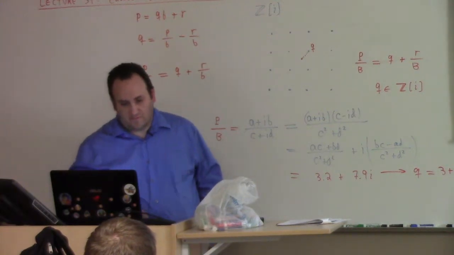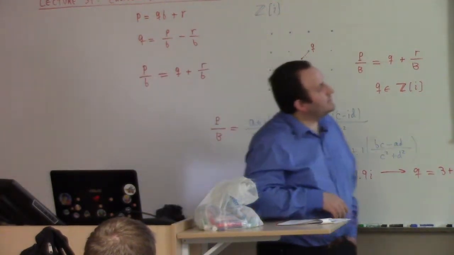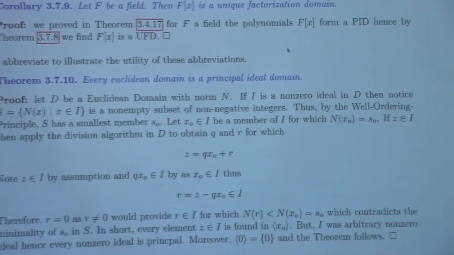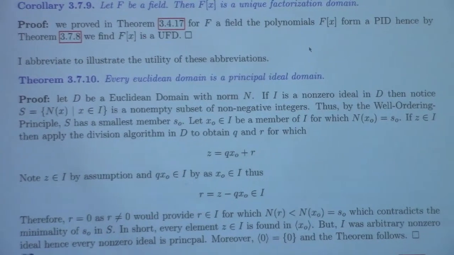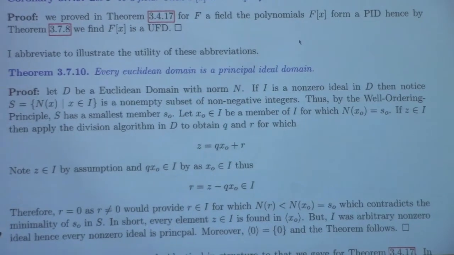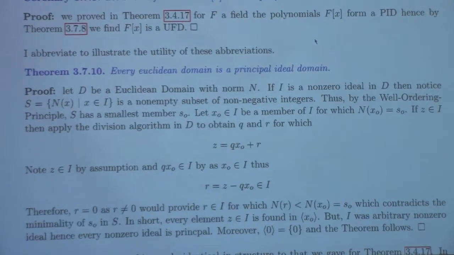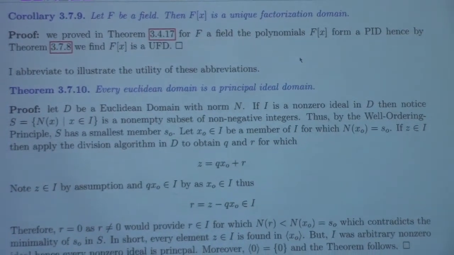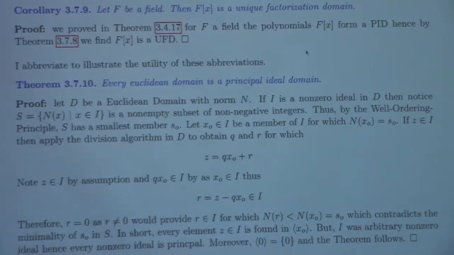And so we have these beautiful corollaries. Polynomials over a field form a unique factorization domain. Every Euclidean domain is a principal ideal domain. I should do this one next time. That one's important to go through the details of. But we'll see next time that we'll finish the story of connecting PIDs, UFDs, and Euclidean domains.